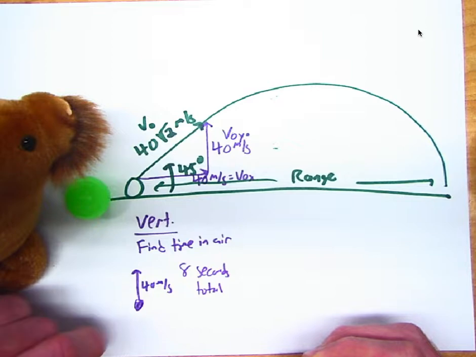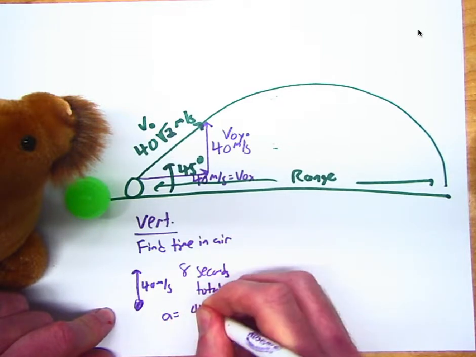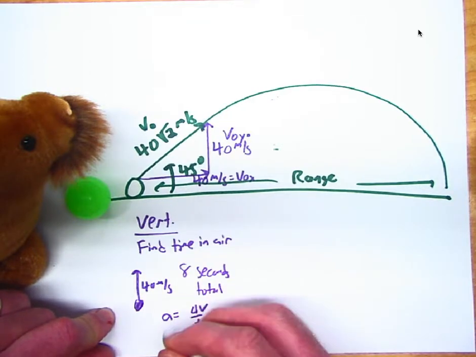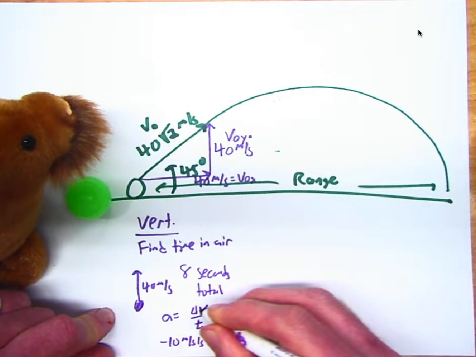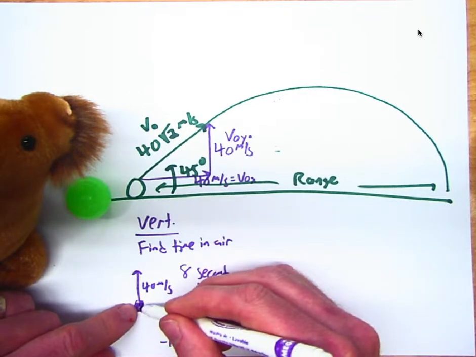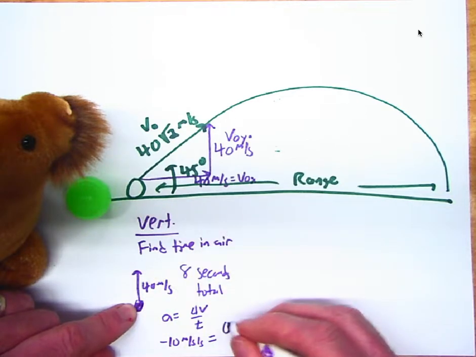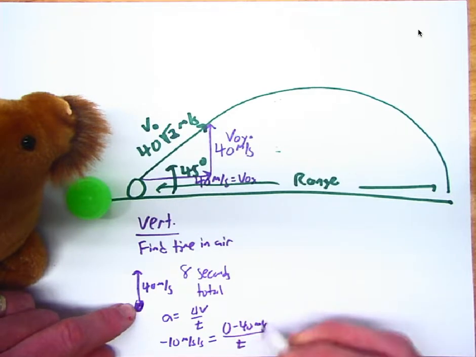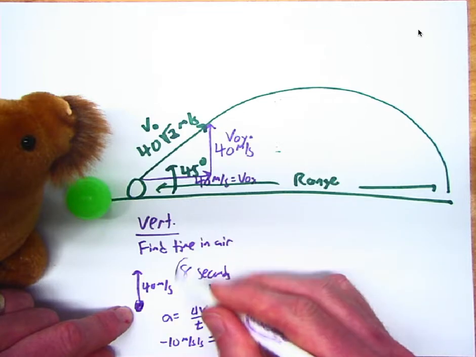Right? If you are an equations person, then you can do acceleration is change in velocity over time. We know that the acceleration for gravity is -10 meters per second squared. And the change in velocity, let's say it's just going from the bottom to the top. So that's going to be starting at 40 and ending at 0. 0 minus 40 meters per second divided by the time. You'll find that this time is 4. That's the time just to go up, so the total time is 8.